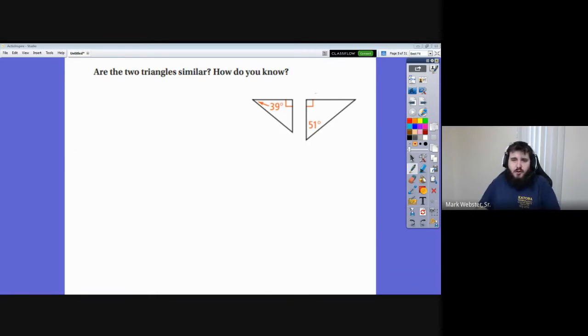Okay, let's go through this one as well. So here we're not given direct information, right? We're not told two specific angles. We've got the one angle here. This is 90. This is 90. Well, what about the other two? Well, if this is 39, what does this one have to be? If this is 51, what does this one have to be? So 90, 39, and what? 90, 51, and what? So are they the same? Yeah, all three angle pairs are the same.